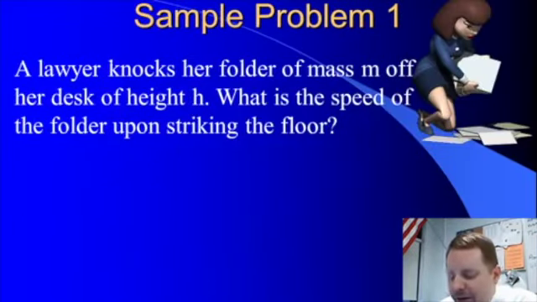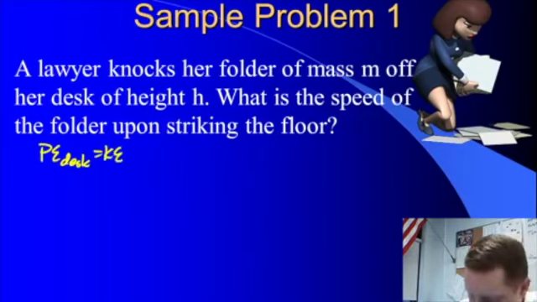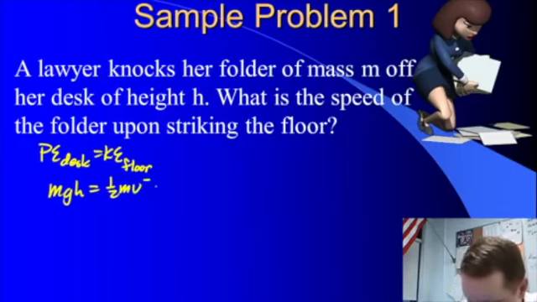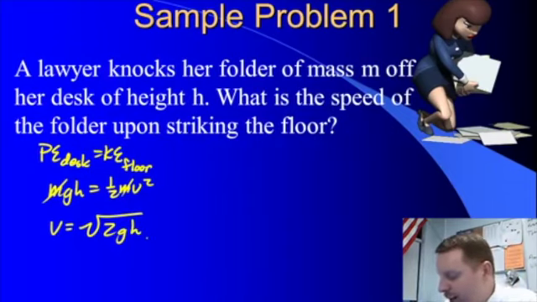Here we have a lawyer who knocks her folder of mass m off of her desk of height h. What is the speed of the folder upon striking the floor? Well, the folder's initial gravitational energy becomes its kinetic energy right before it strikes the floor. So mgh, with h the height of the desk, must equal 1/2 mv squared. And notice that the m's make a ratio of 1 and cancel out, so that when we solve for v, we find that the velocity right before it hits the floor is the square root of 2gh.